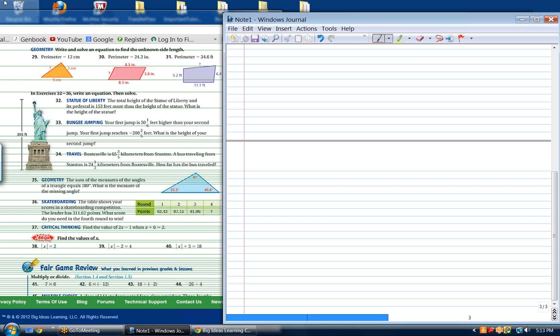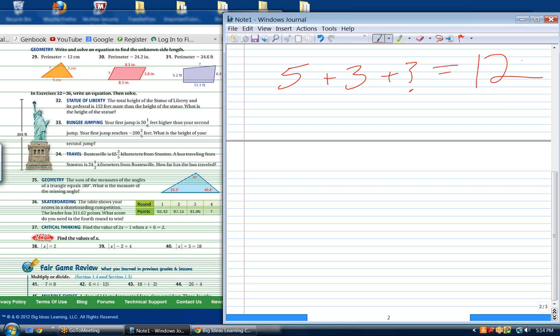Okay, so perimeter equals 12 centimeters. So what can I write as an equation? You could write 5 centimeters plus 3 plus x equals 12. Good. Solve that. Yeah, it equals 4.